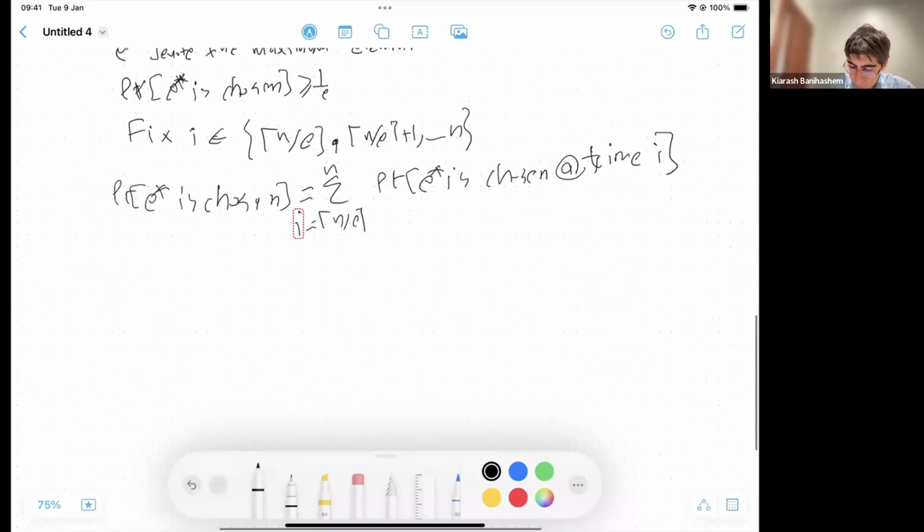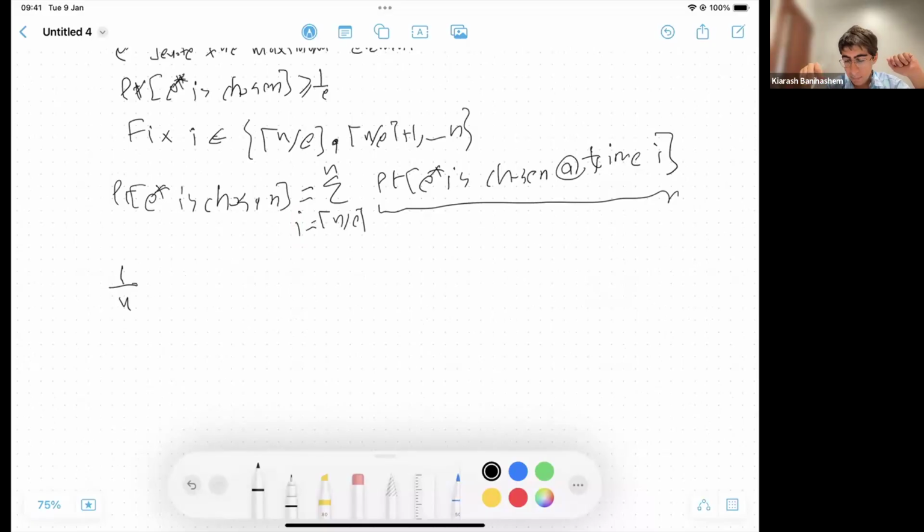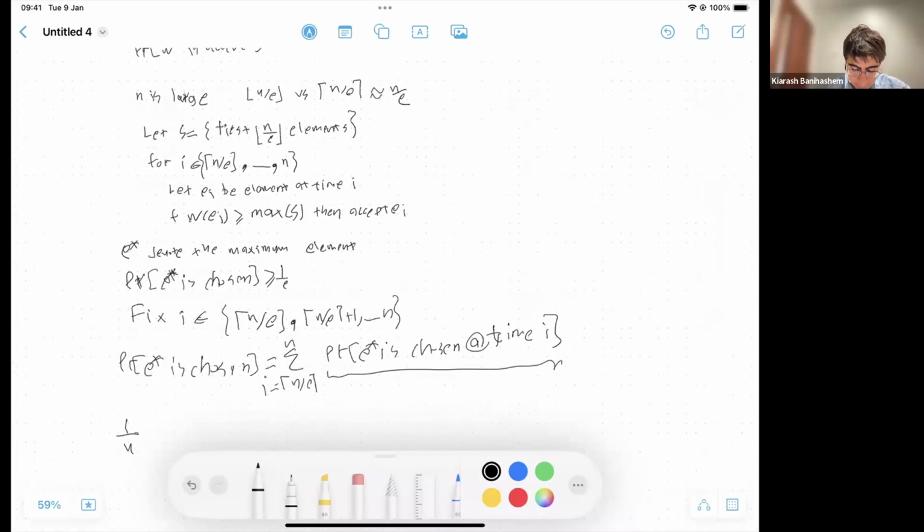Now, how do I lower bound each of these terms? In order for E star to be chosen at time i, first of all, it needs to arrive at time i. I have a 1 over n probability that it arrives at time i, because the order is uniformly random. Secondly, once this happens, it's already going to satisfy the second condition. If you look at our algorithm, the condition is that the weight of the element needs to be larger than the maximum weight of the samples. So it's going to satisfy that.